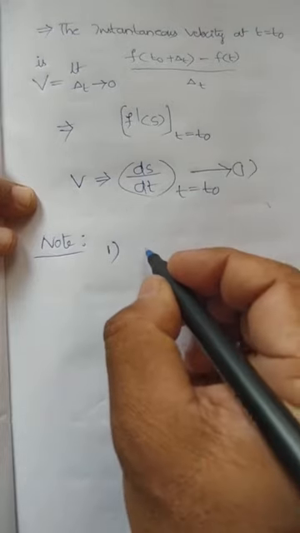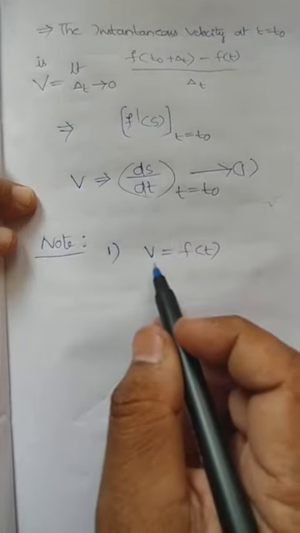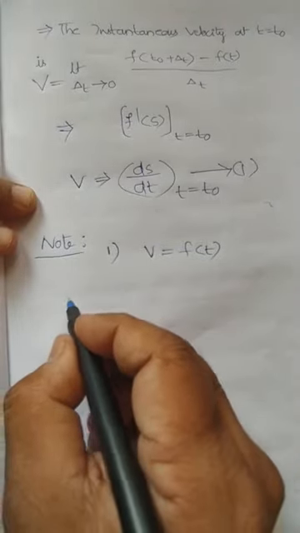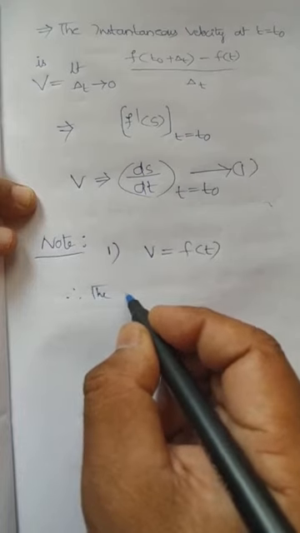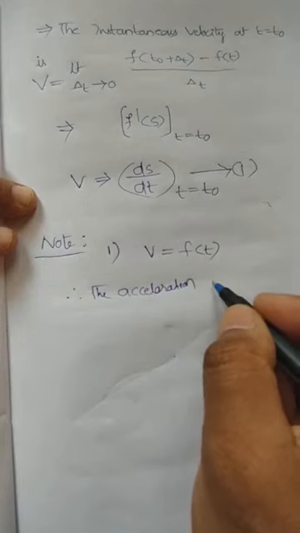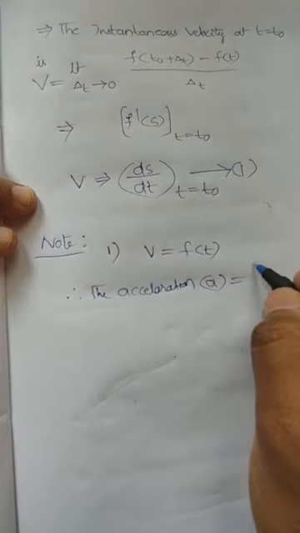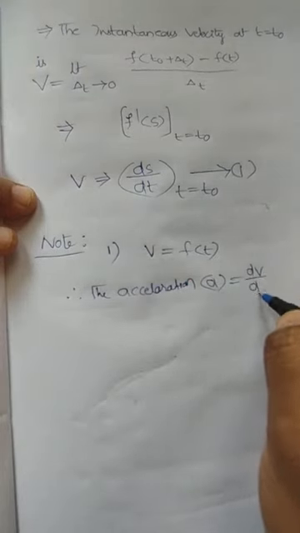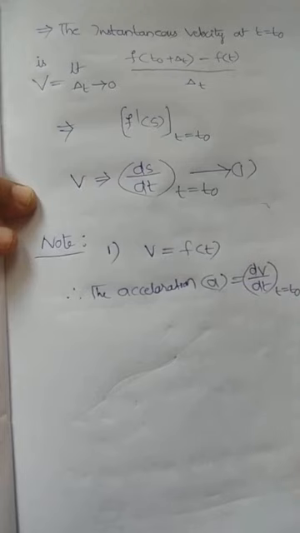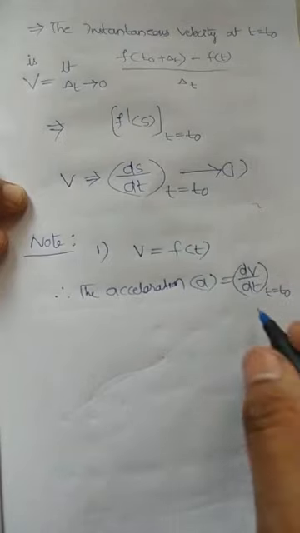Whenever the function is v equal to f of t, where velocity is given in terms of t, the acceleration a is none other than the derivative of the velocity, that is dv by dt at the particular time t equal to t naught. This is equation number 2.